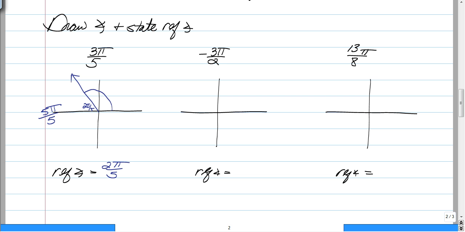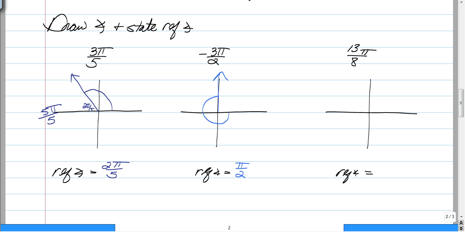Negative 3 pi over 2. So here you go. 1, 2, 3 pi's over 2. And that is exactly 1 quadrant away. And in radians, a quadrant is pi over 2, because you need to be at the x-axis, not the y-axis.